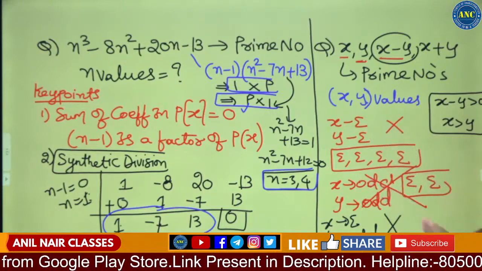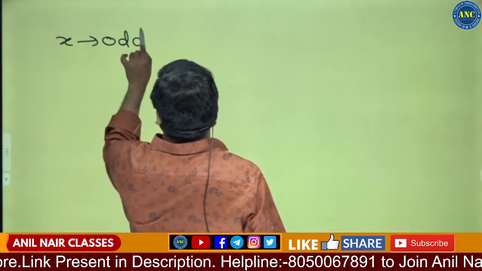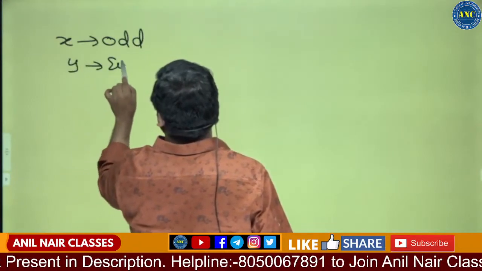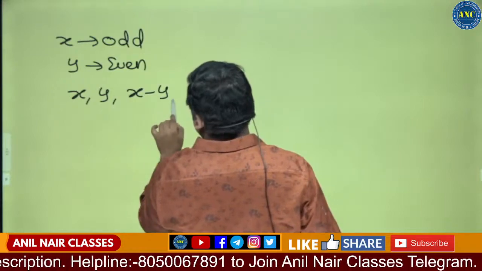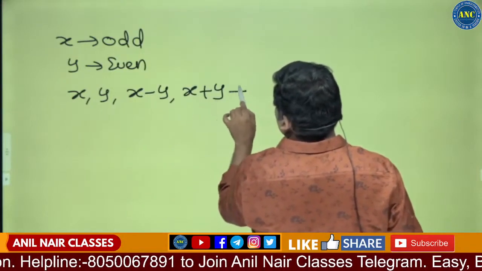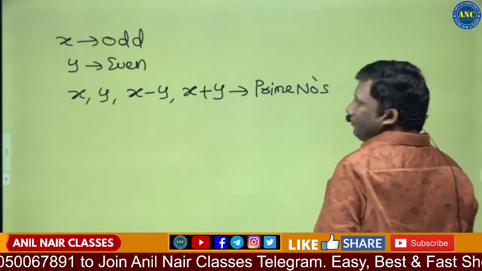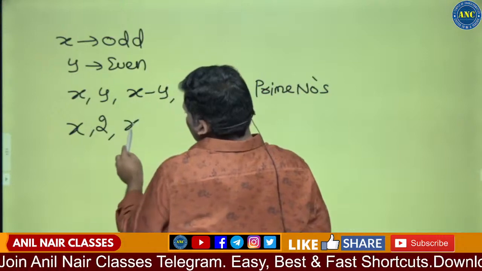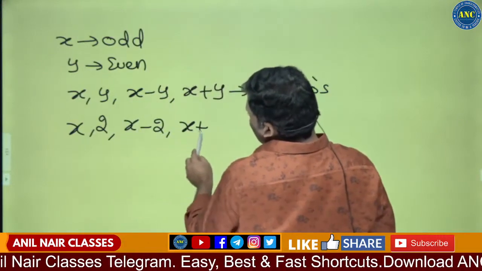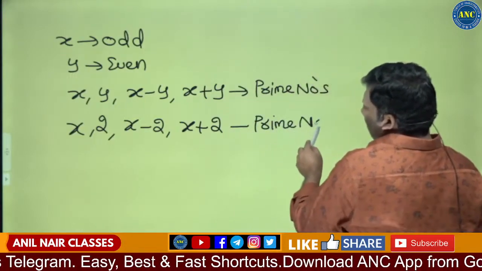Both even out, both odd out, one even and one odd out. So what is the last case left? x is an odd number and y is an even number. x comma y comma x minus y comma x plus y, all are prime numbers. y is an even number, so it is 2. x comma 2 comma x minus 2 comma x plus 2, all should be prime numbers.